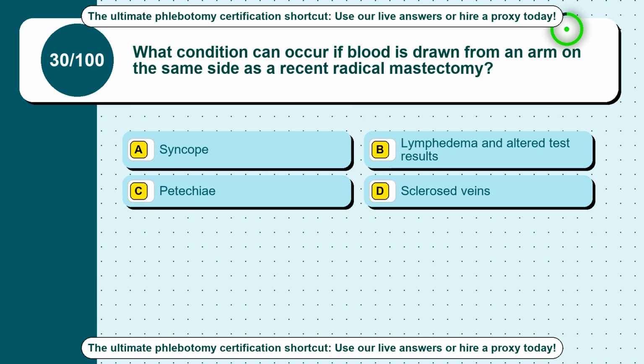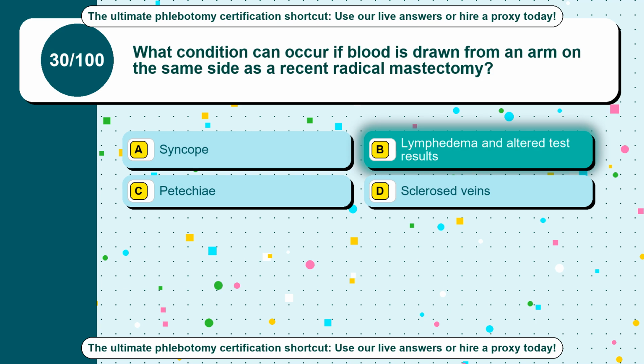Question 30. What condition can occur if blood is drawn from an arm on the same side as a recent radical mastectomy? Option A, syncope. Option B, lymphedema and altered test results. Option C, petechiae. Option D, sclerosed veins. The correct answer is option B, lymphedema and altered test results.